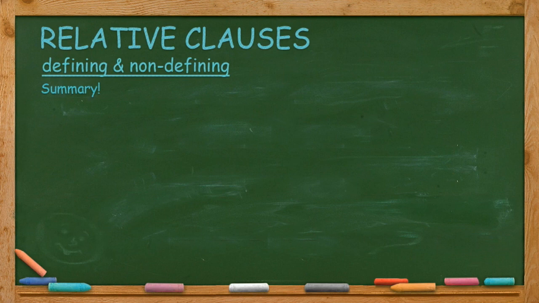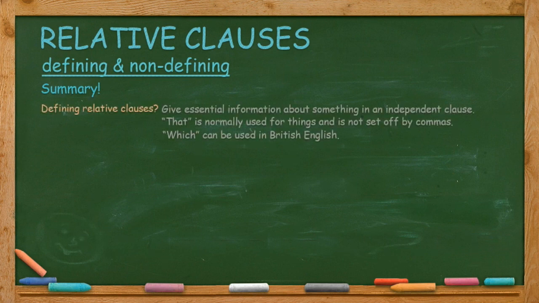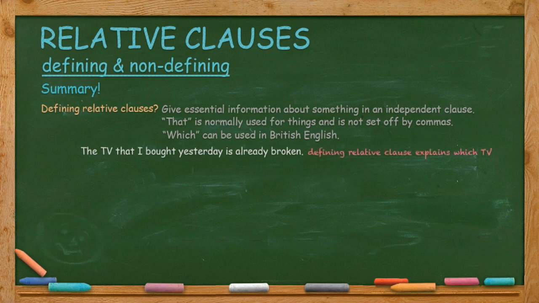Here's a summary of the lesson. Defining relative clauses give essential information about something in an independent clause. That is normally used for things and is not set off by commas, which can be used in British English. For example, the TV that I bought yesterday is already broken. This is a defining relative clause that explains which TV you're talking about.